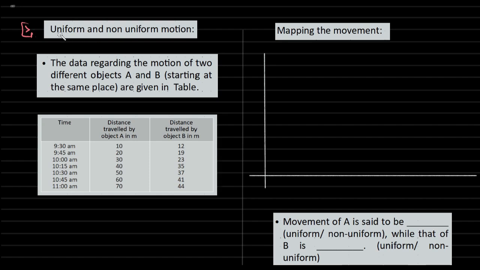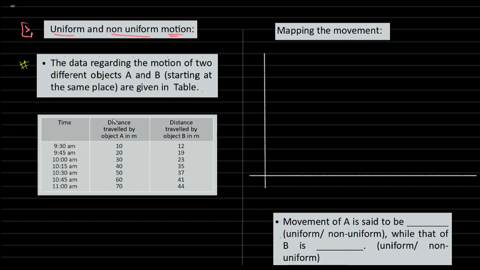Let's look into something called uniform and non-uniform motion. So one thing is it has to do with motions. To understand and define this, we'll go with, not an experiment actually, we'll go with the statistics. We'll go with the data, and with this data we'll try to define and understand uniform and non-uniform motion.